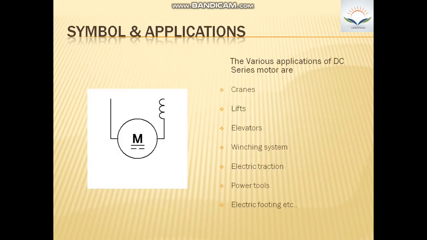The symbol used to represent the DC series motor is shown in the figure. It comprises the armature and the field winding connected in series with each other. The applications of the DC series motor include cranes, lifts, elevators, winching systems, electric traction, power tools, electric footing, etc.